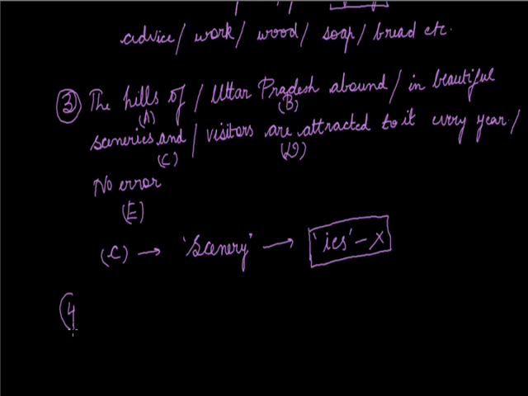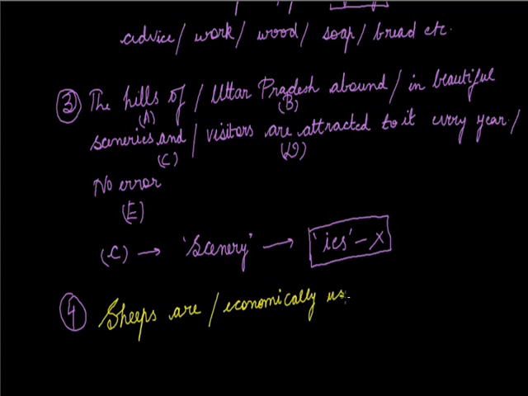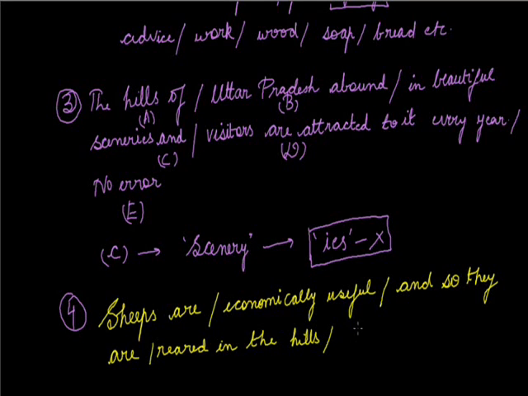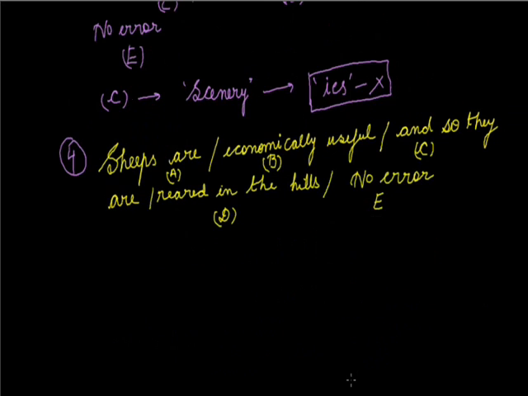Let's move ahead. Next question, question 4 is, sheep are economically useful and so they are reared in the hills. And the next section is again no error. So it's also divided in 5 parts: A, B, C, D, and E. You know which part contains error? Okay, I tell you. The error is in part A.